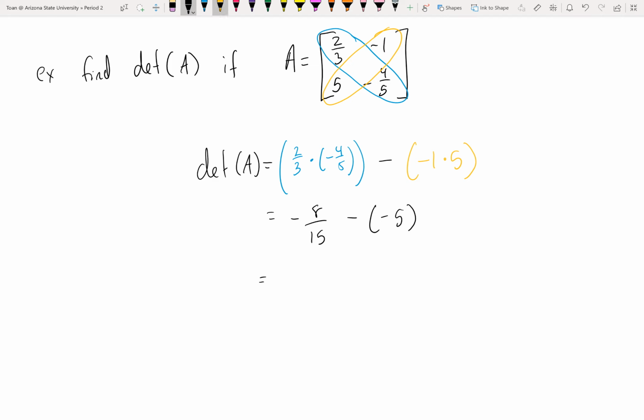For the -5, I need to multiply by 15/15 to get the common denominator. So that's -8/15 plus, and 15 times 5 is 75. And then you just go ahead and do the math. That's a positive 67/15. There you go. So whole numbers, fractions, negatives, it's the same crisscross subtract.